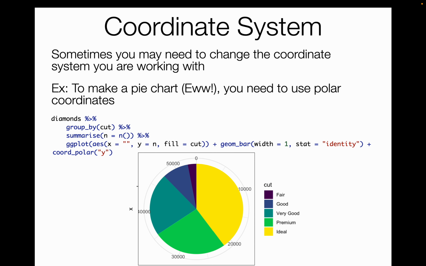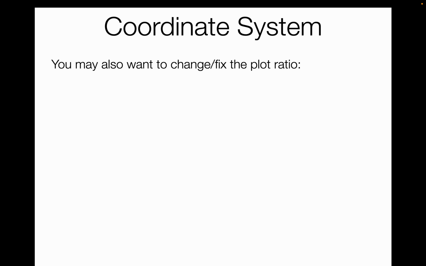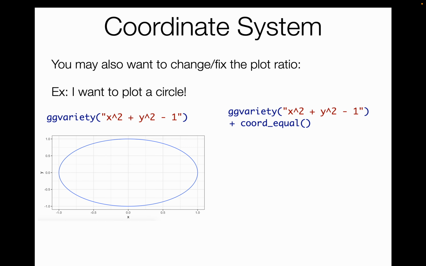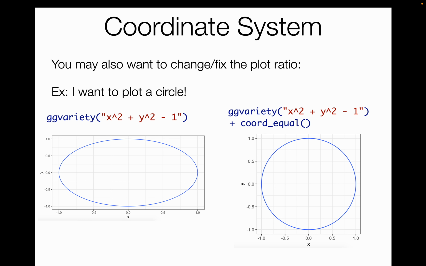But here's an example of changing the coordinates to polar. Now, that's probably not what you're going to have to do. You probably won't use polar coordinates. But what you might want to do is change ratios. Okay, fix the plot ratio.